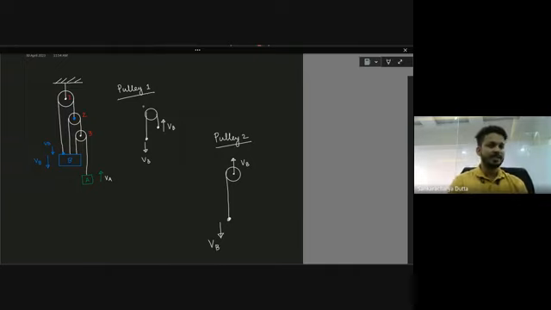Because pulley 2 is connected to B block, and the B block was going downwards with VB, that means this end of the pulley is going downwards with VB. Pulley 2 itself is going upwards with VB, but this end of the pulley is going downwards by VB. How many of you did not understand? Feel free to ask.